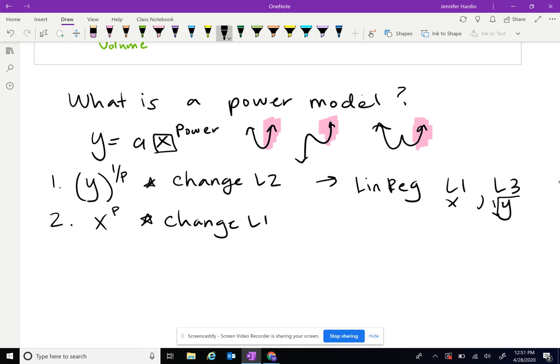Okay. Here, I'm changing list 1. So my linear regression would be list 3, which is your x's raised to the same power as your y's, versus your y's.